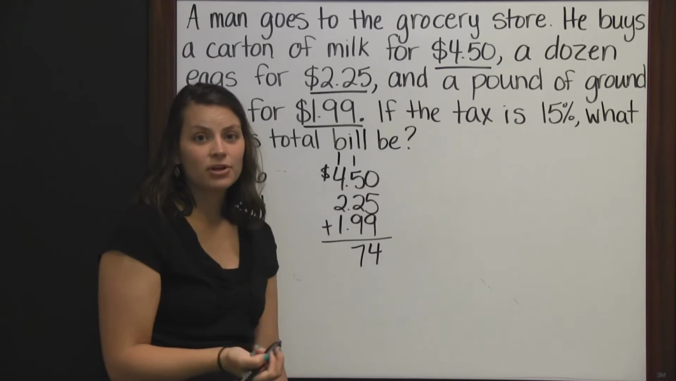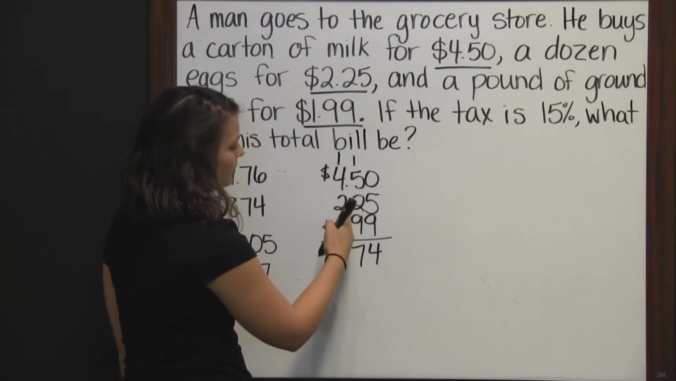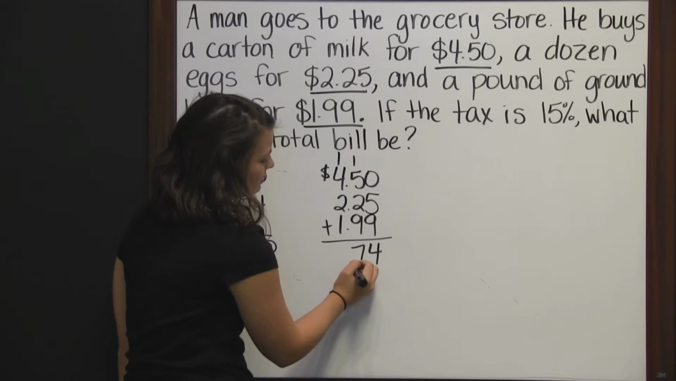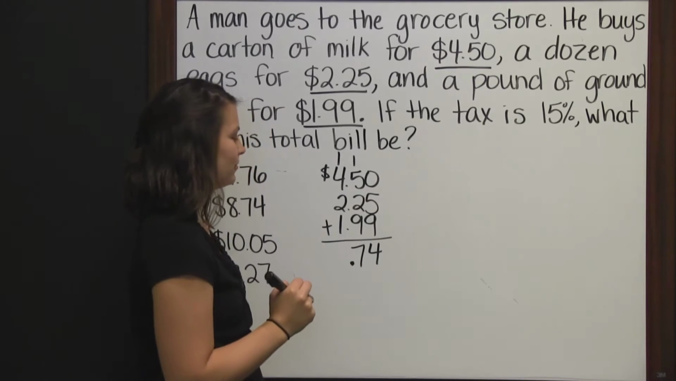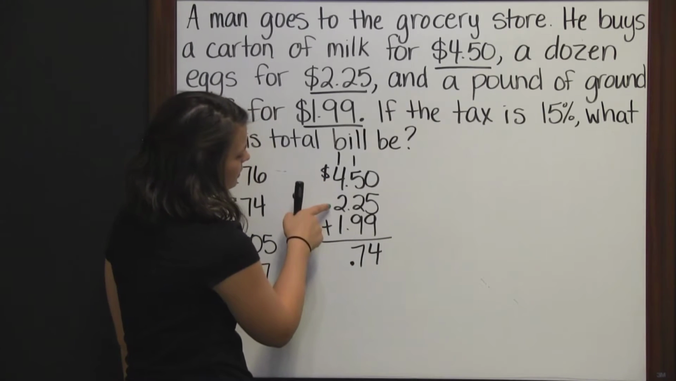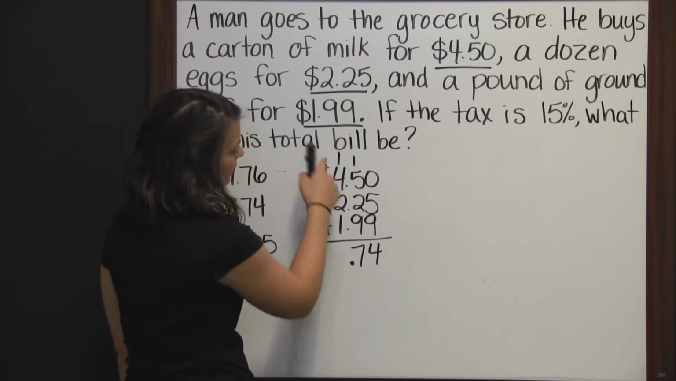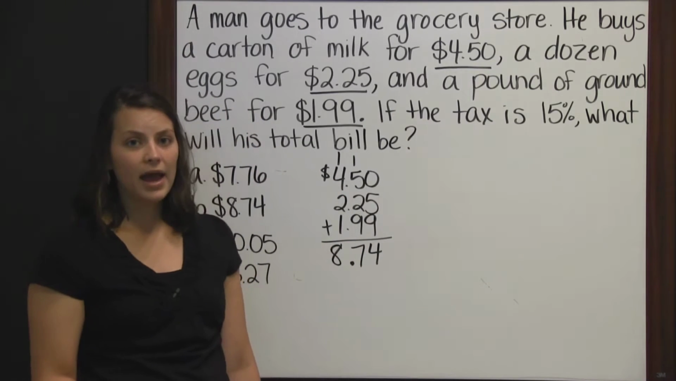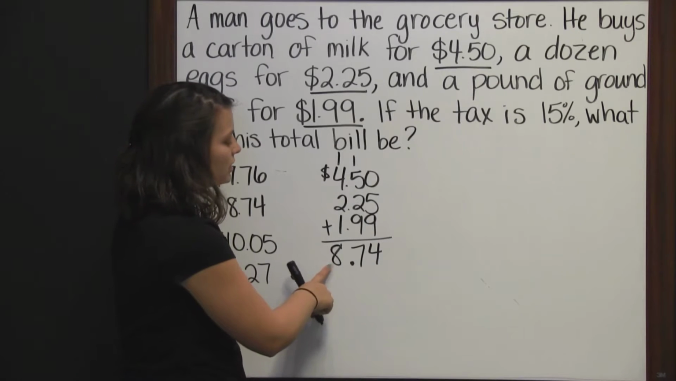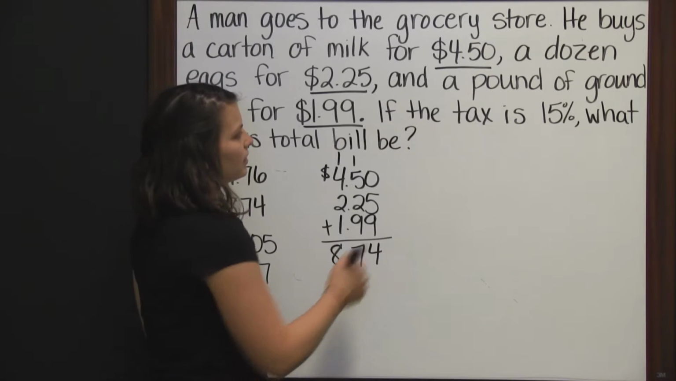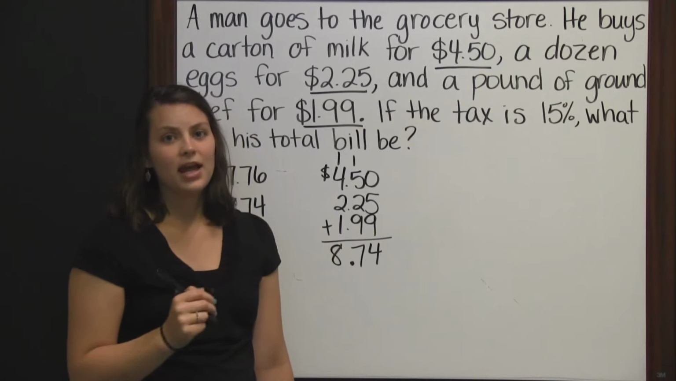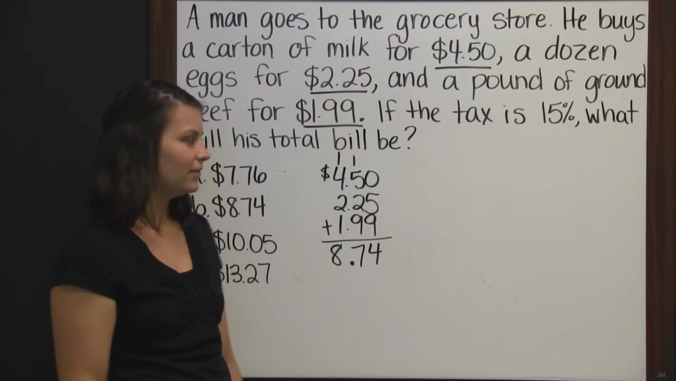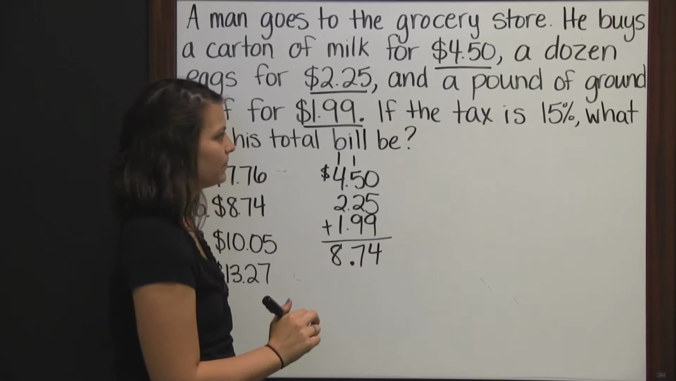And don't forget that when you're adding, you need to line up the decimals, and you can just bring that decimal right down into your answer. So we have 4 plus 2 is 6, 7, 8. So his total before he pays tax is $8.74.